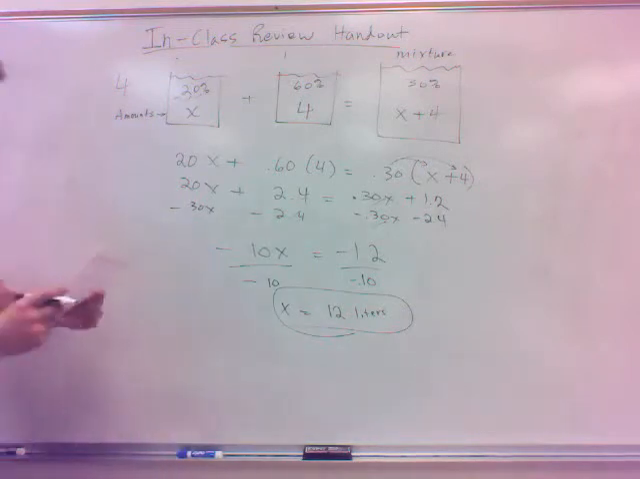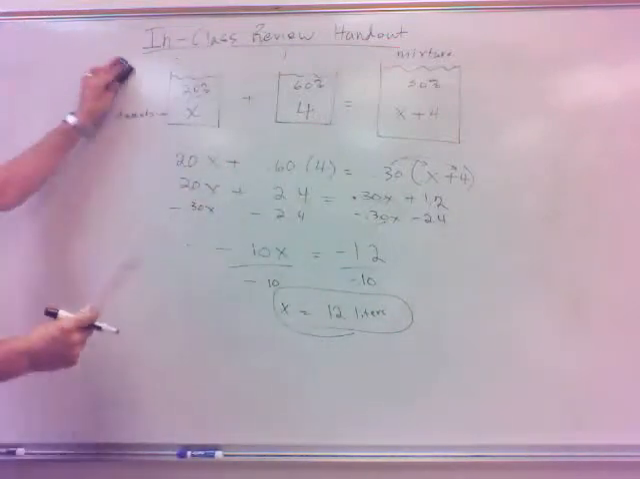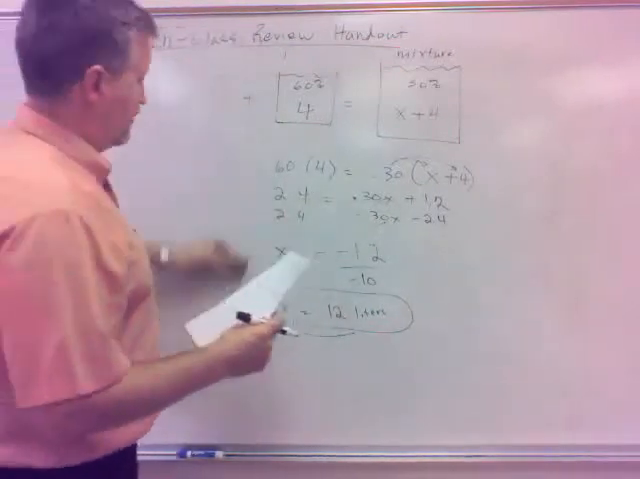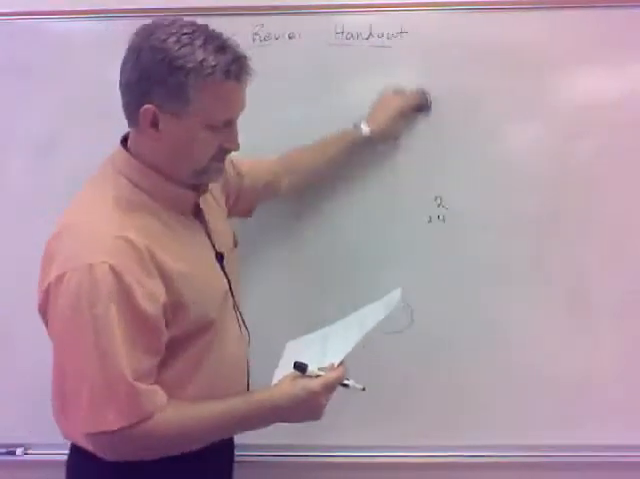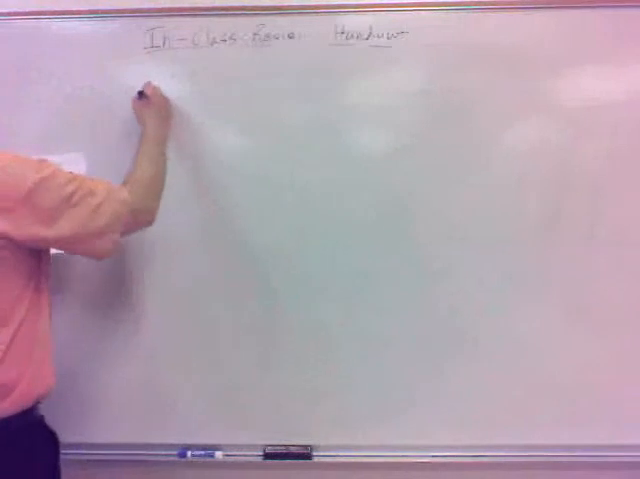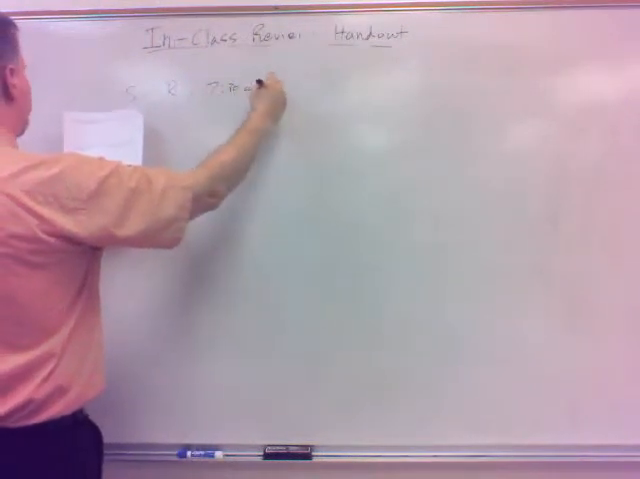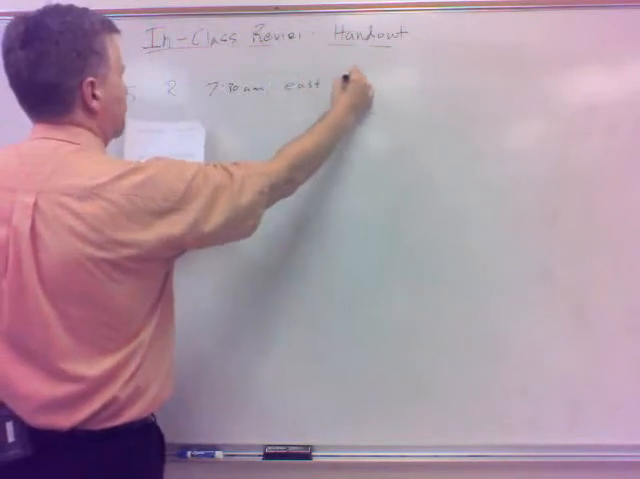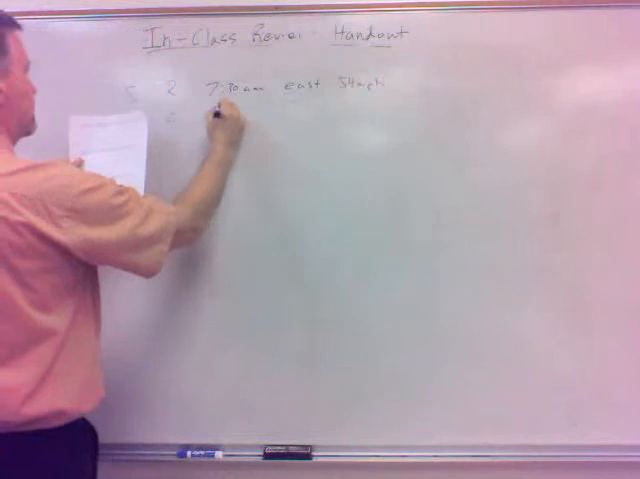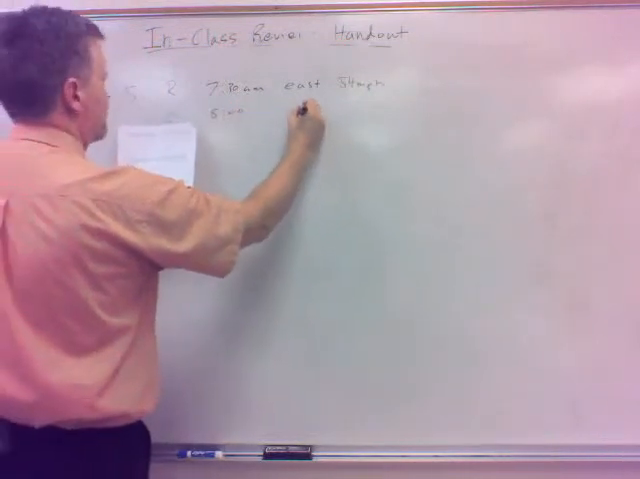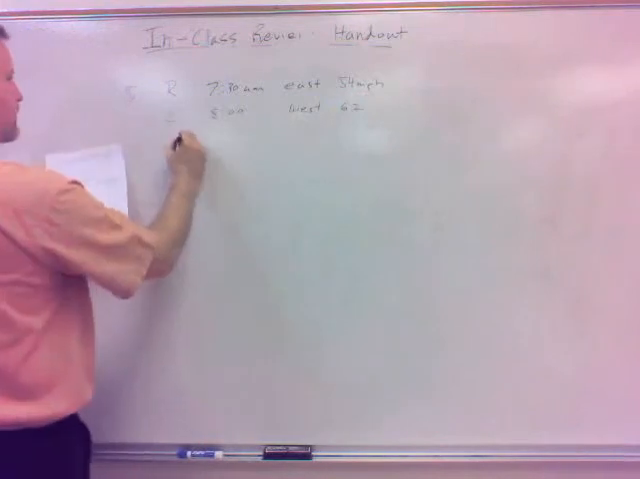All right, number 5. Richard and his wife Carol are leaving on trips. Richard leaves the house at 7:30 a.m. and travels east at 54 miles per hour. Carol leaves at 8 a.m. and is averaging 62 going west. How many hours are they 400 miles apart?